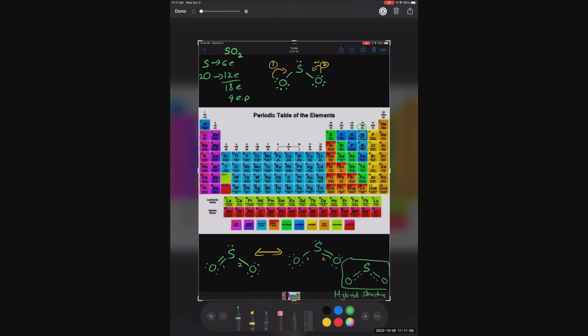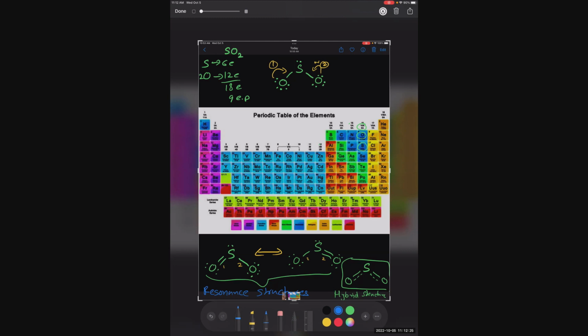Note that we do not draw the lone pairs in our hybrid structure. And these structures over here are called resonance structures. All right, so that is that.